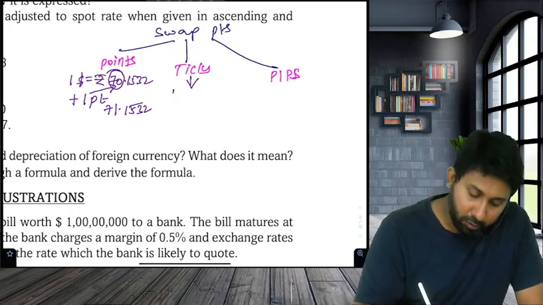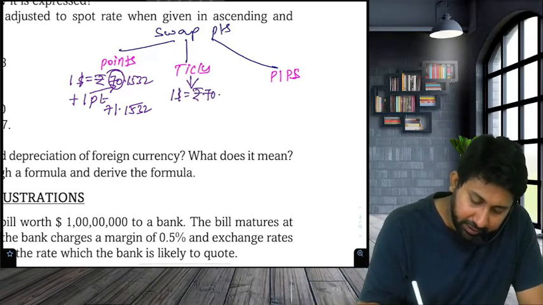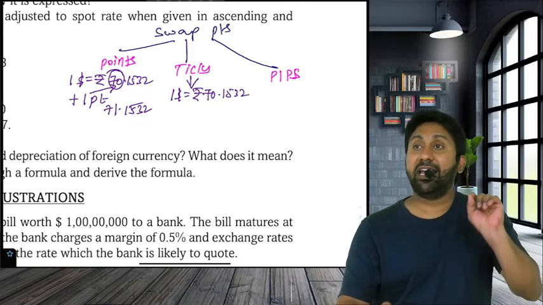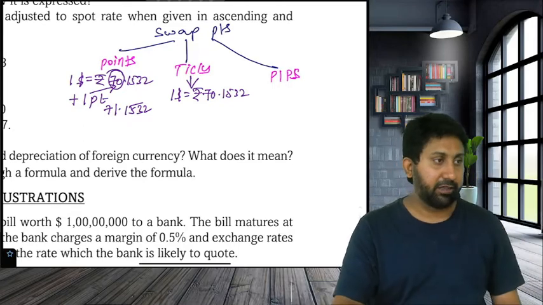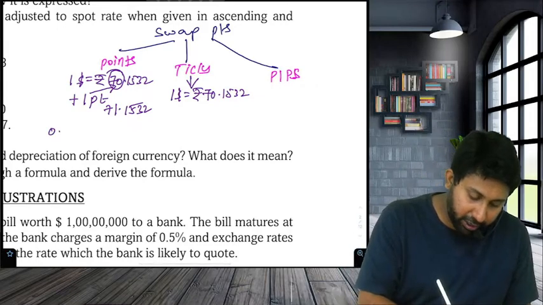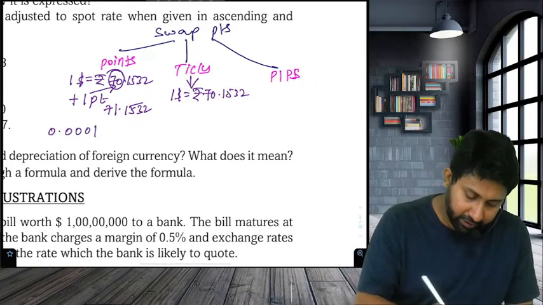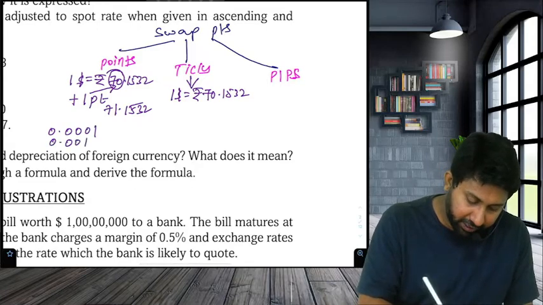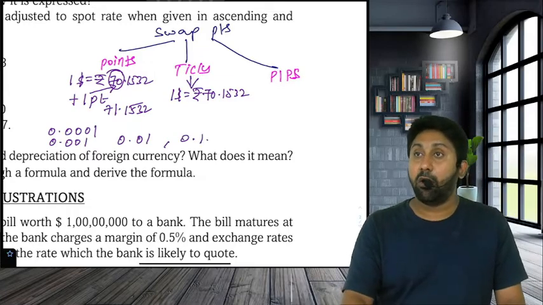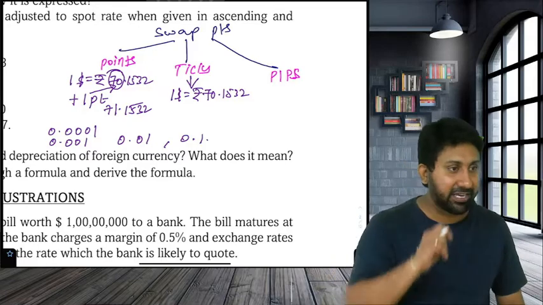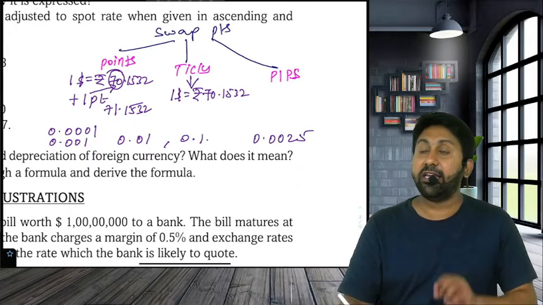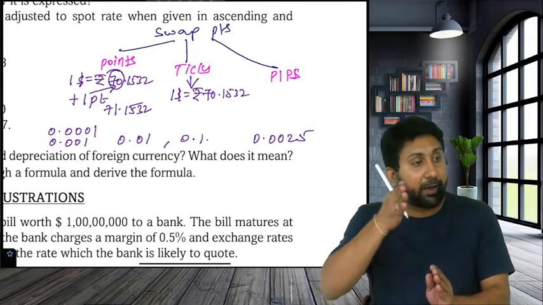Ticks. $1 equal to rupees 70.1532. Now what they will do? They will tell there is a change of 1 tick. A tick is always 0.0001. It can be 0.001, it can be 0.01, it can be 0.1. They will clearly tell what 1 tick is equivalent to. That's what you have seen now: 0.0025 they have taken as 1 tick. A tick is always adjusted to the right side part of a decimal.